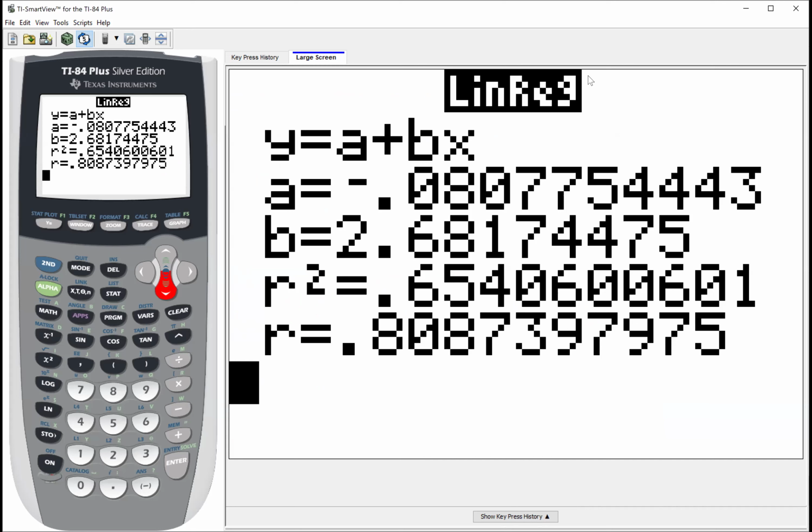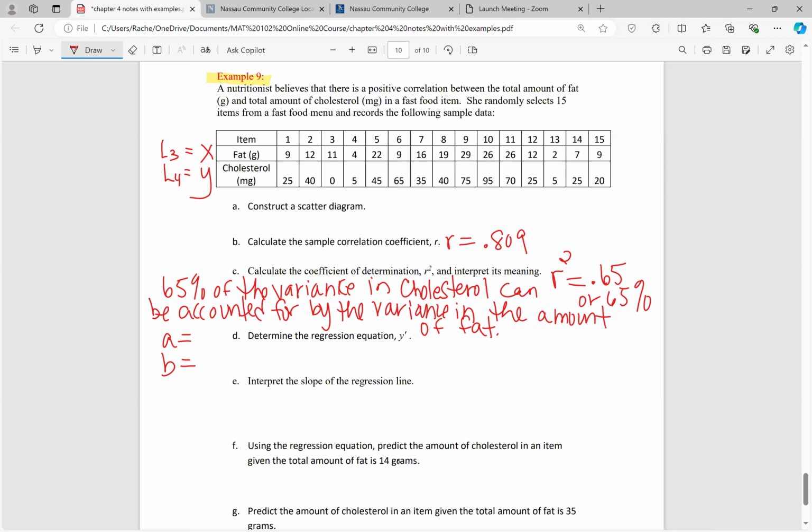And now we could put that together in the equation y equals A plus BX. So my equation is going to be y prime. Well, let's write down A. So A is negative 0.08. And we said B is 2.68. So then y prime is going to be equal to A, which is negative 0.08, plus B, 2.68 times X. So there's my regression equation.